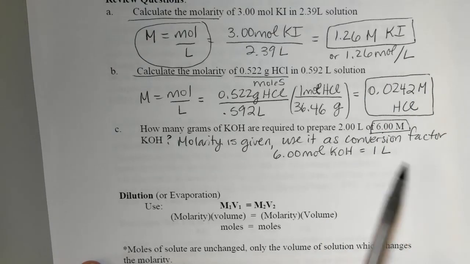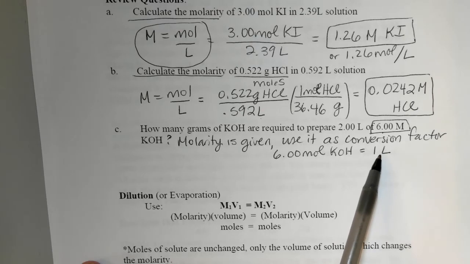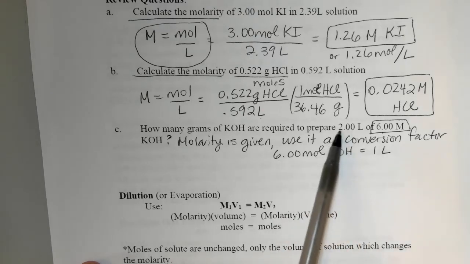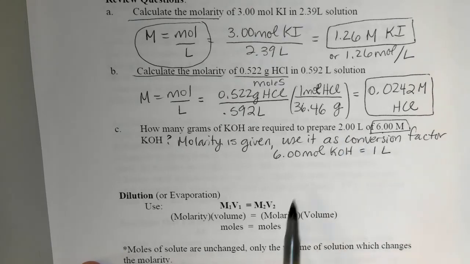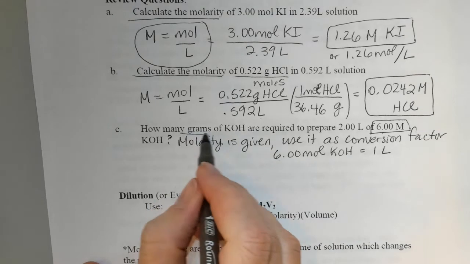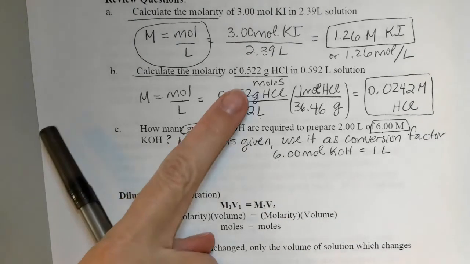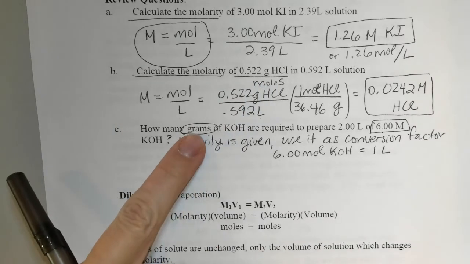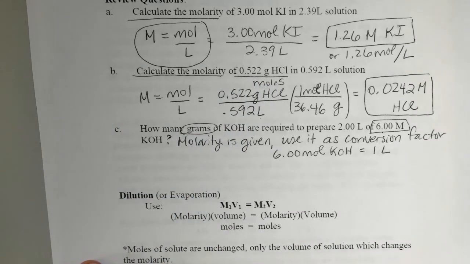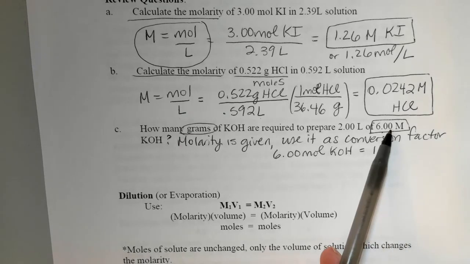So if you look at this, if I wanted to make 1 liter of solution, I would need 6 moles of KOH. I'm trying to make 2 liters of solution, so it makes sense I'm going to need 12 moles of KOH. And then the question becomes, okay, well, what mass would that be? And we know that whenever we are given mass or we are asked for mass, we're going to need the molar mass from the periodic table. So molarity is going to be a conversion factor.